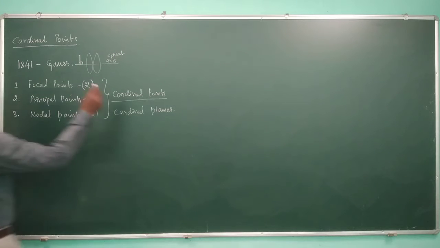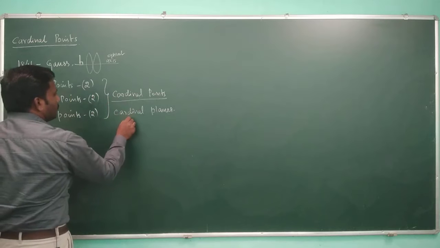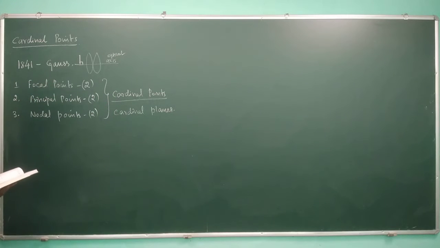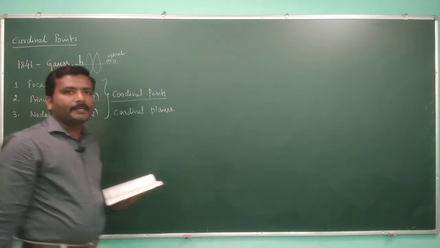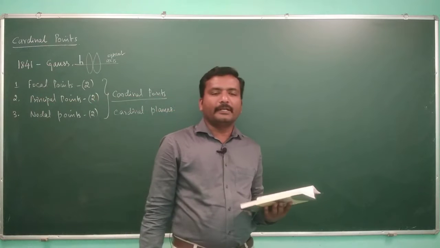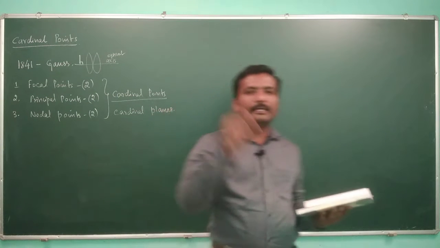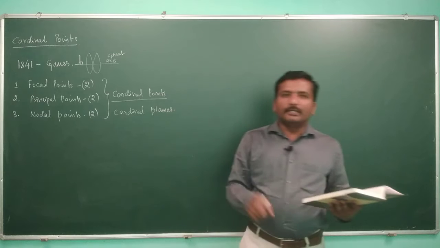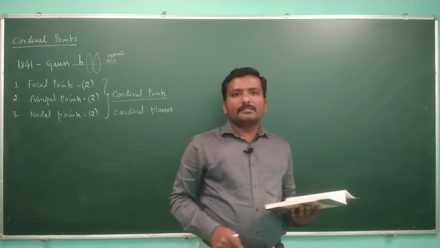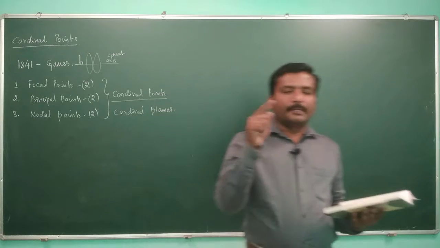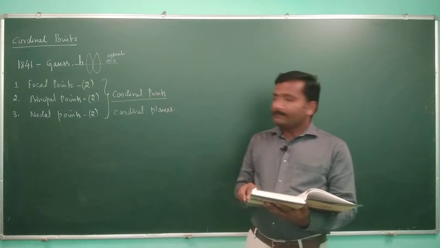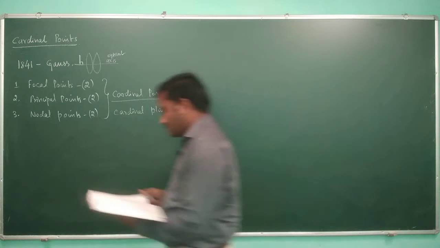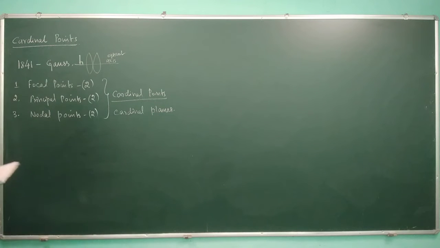These cardinal points and cardinal planes are an intrinsic property of a particular lens system. As an intrinsic property, they determine the image forming property of that lens system. Okay, fine. First, let us start from principal points.